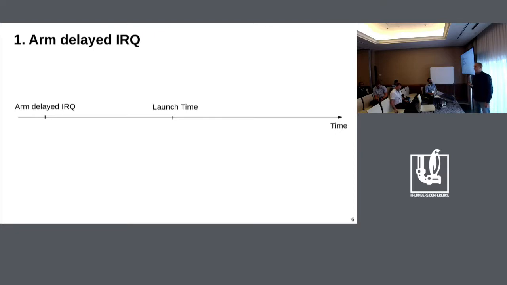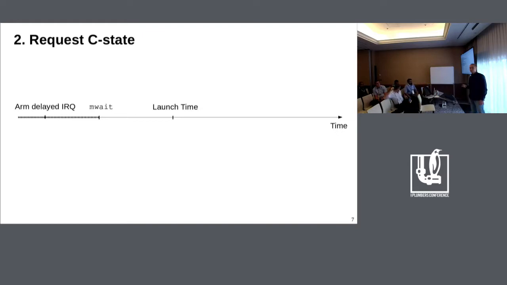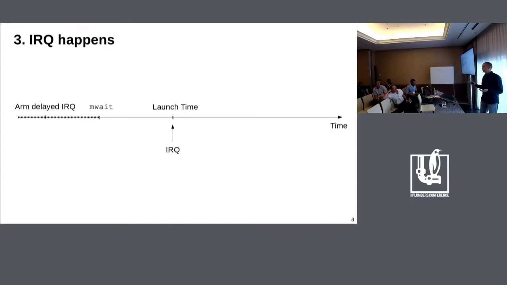So we arm the delayed interrupt so that it should happen at launch time in the future. And then since we are measuring an idle system, it will at some point go to a C state. On Intel platforms, the CPU instruction that we execute to enter a C state is mwait. I think on ARM, it's something like WFI. So the measured CPU executes mwait. It stops executing further instructions. It enters the C state, sits there, saving power and waiting for an event like an interrupt to happen. Then when it's launch time, the delayed interrupt actually happens. It gets delivered to the measured CPU and kicks off the process of exiting the C state.